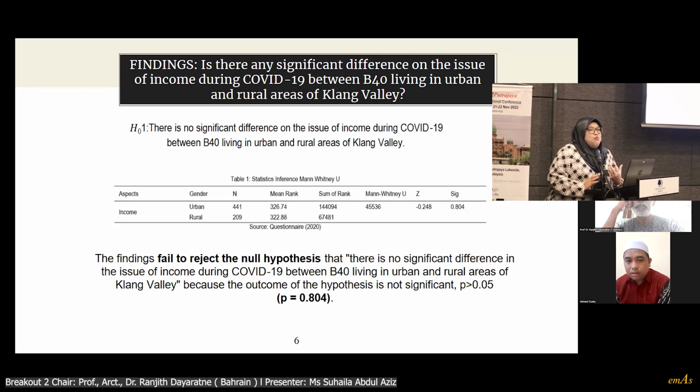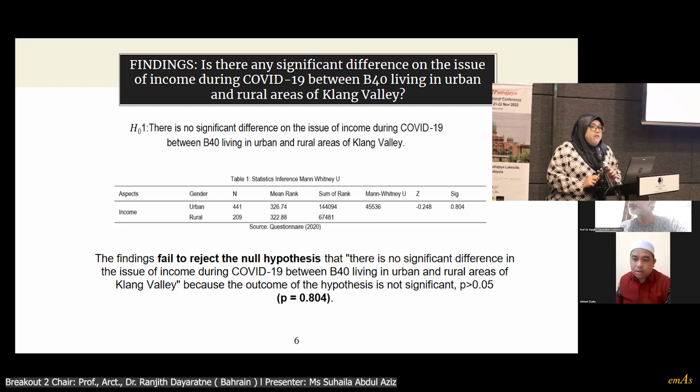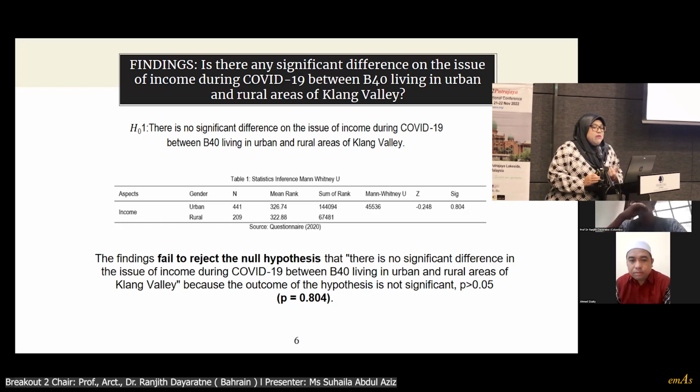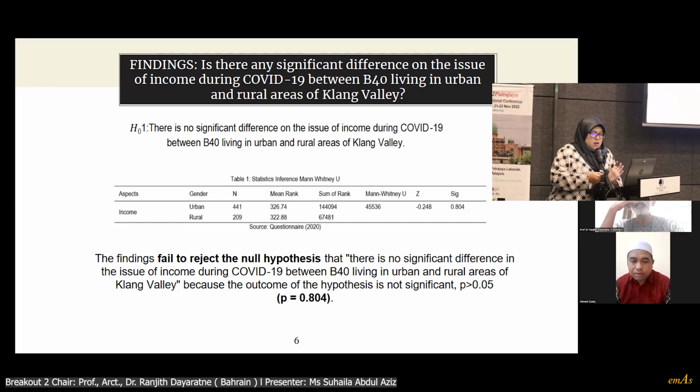Based on our findings, if you look at the significant value here, it is more than 0.05. The significant p-value is more than 0.05. So what happened? The findings fail to reject the null hypothesis. What does it mean? There is no significant difference on the issue of income during COVID-19 for those who live in urban and rural areas in Klang Valley. So this is based on income.